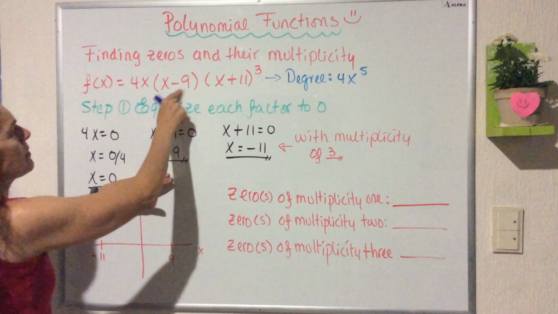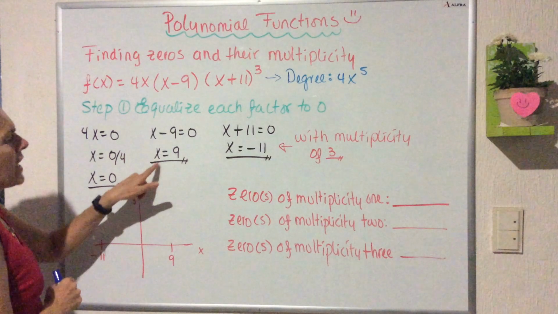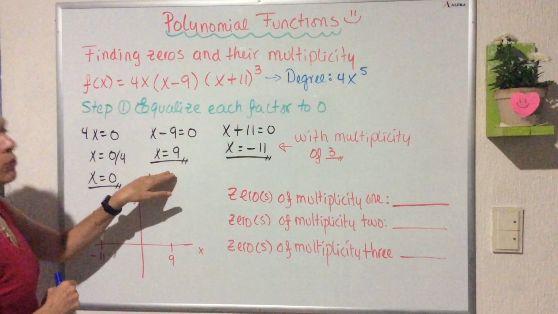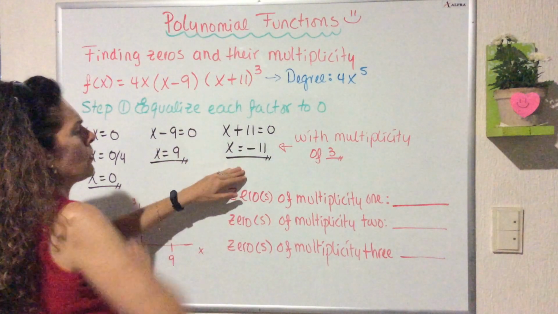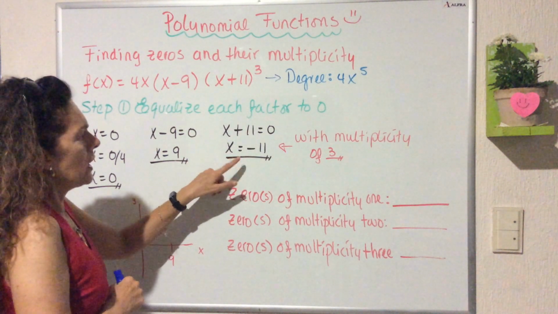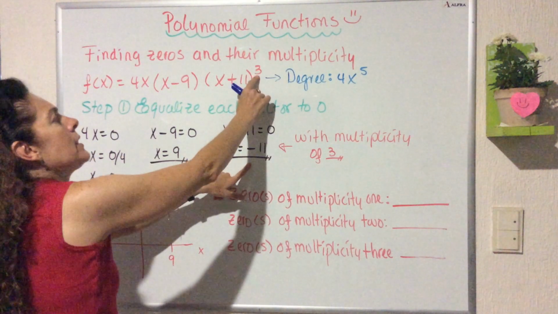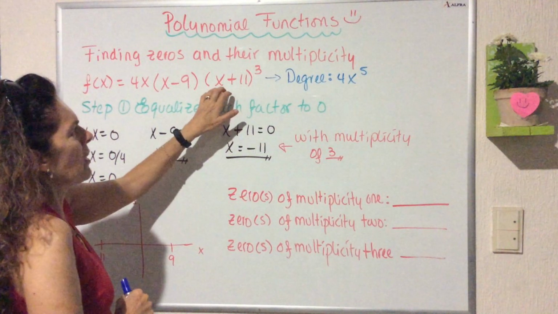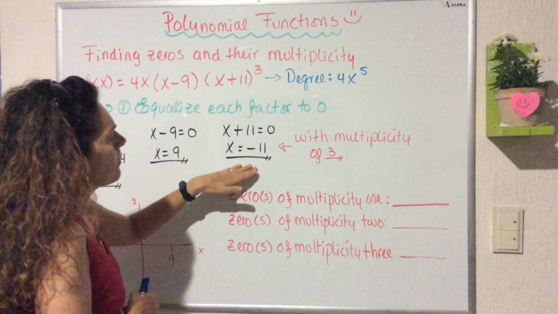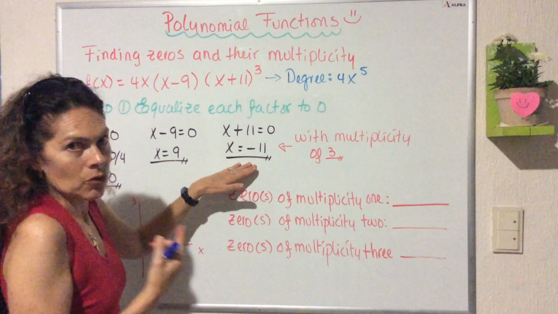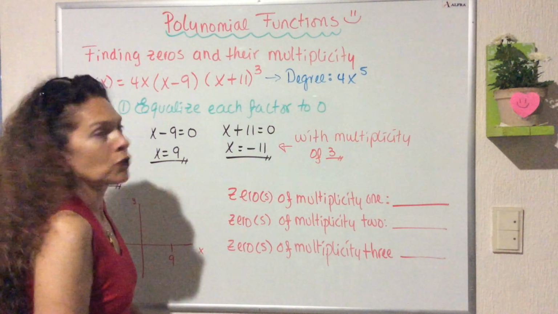And the second one, x minus 9, it is not being raised to the second power, so x equals 9 with multiplicity 1. And then x plus 11, the third one. When we solve for x we get minus 11, but we know that as this binomial appears 3 times, we are going to have this root 3 times, okay? So the multiplicity of this root is 3.